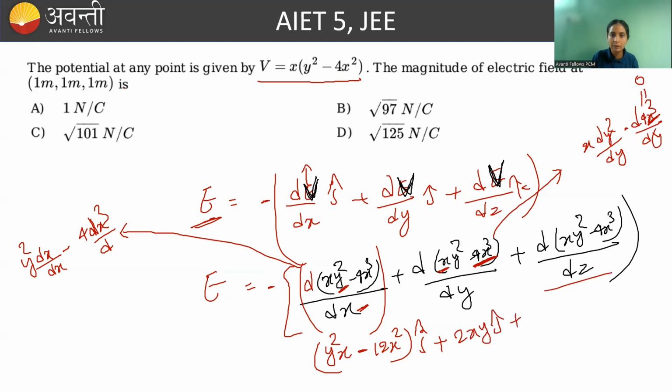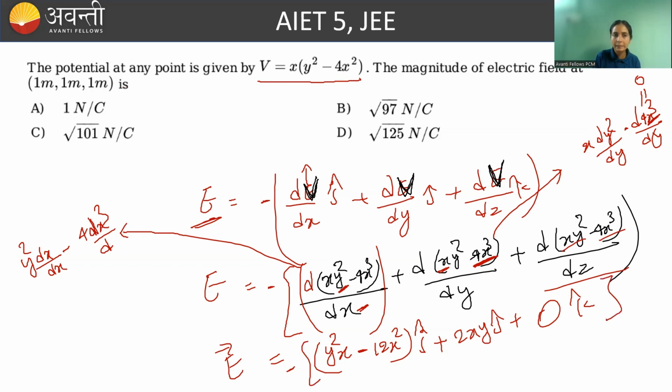Now come to this third term. Here, when we differentiate with respect to z, we consider x and y as constant. So if we are considering x and y as constant in third case or third term, I must say. So here, this is also constant, this is also constant, differentiation is 0. So nothing in the direction of k cap. Electric field is this, with minus sign here. Okay. Now let's put the values.